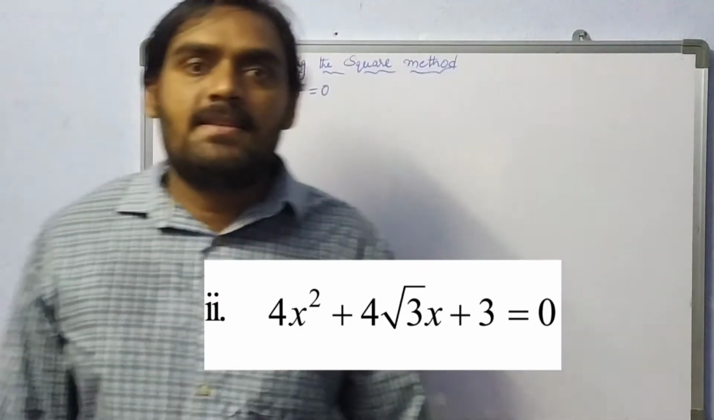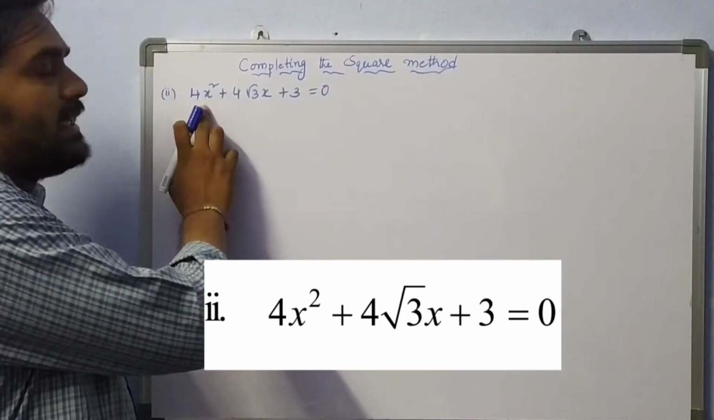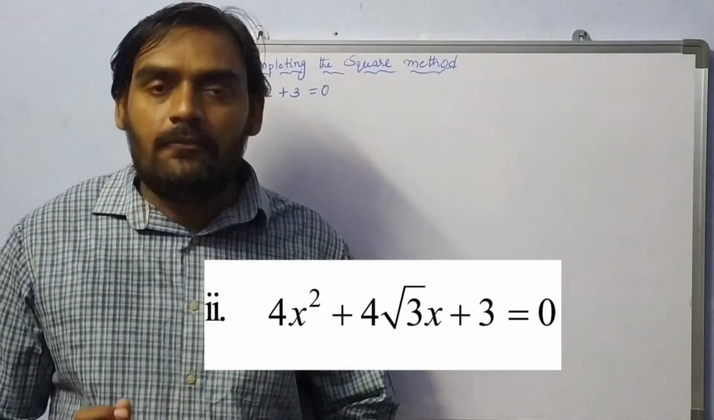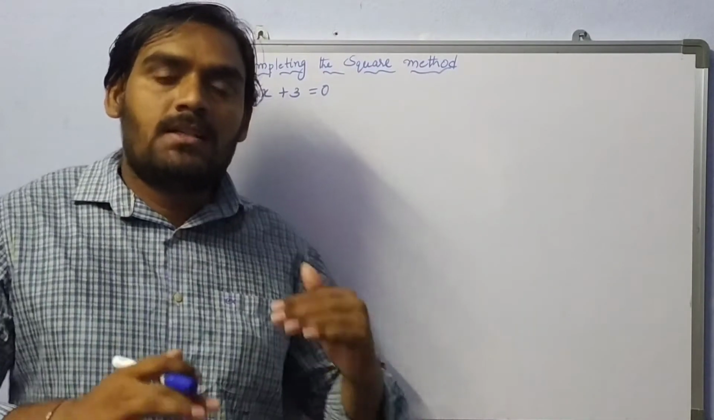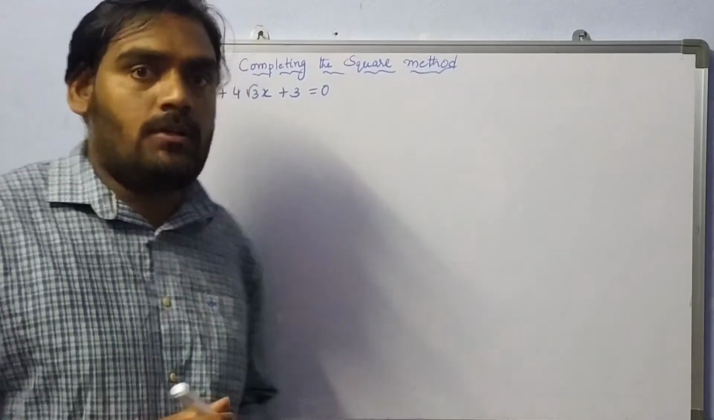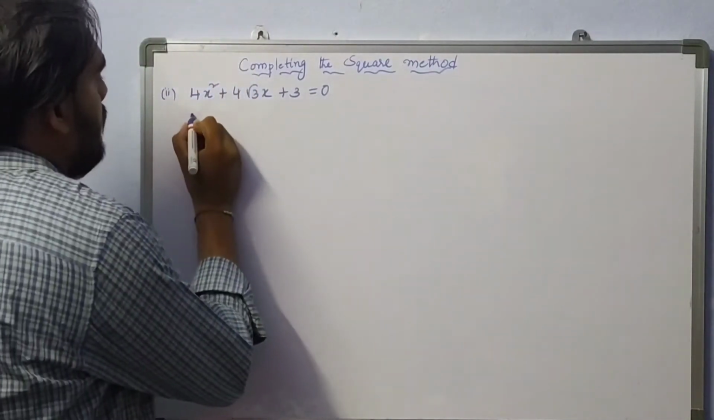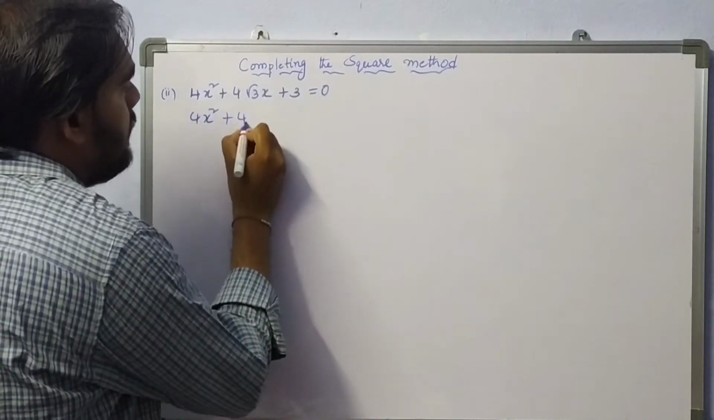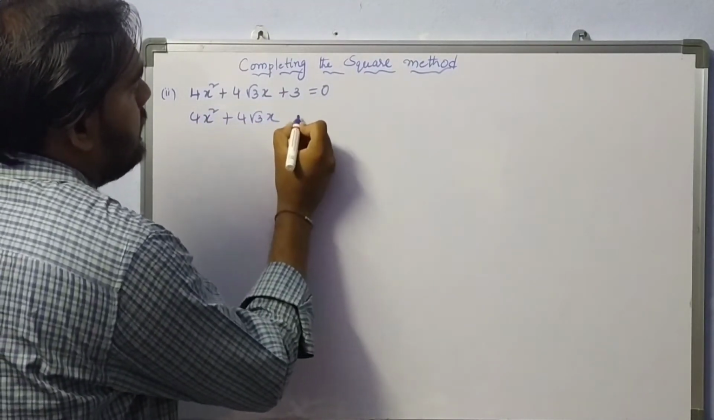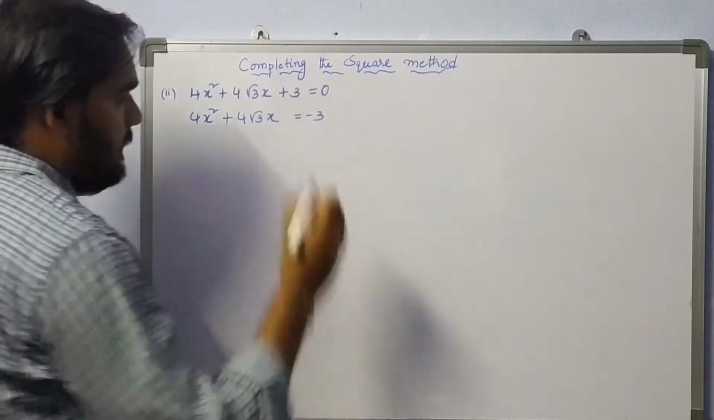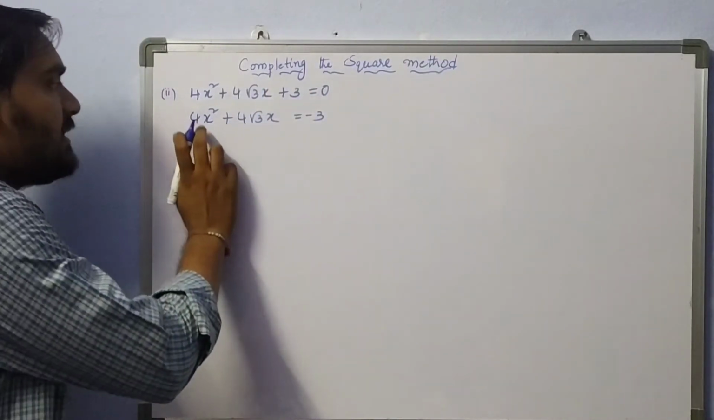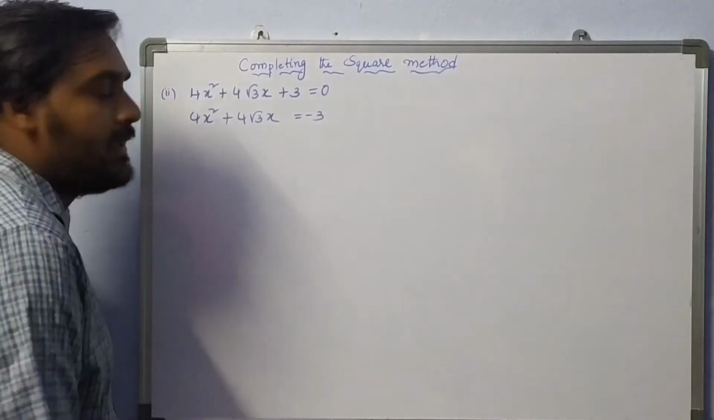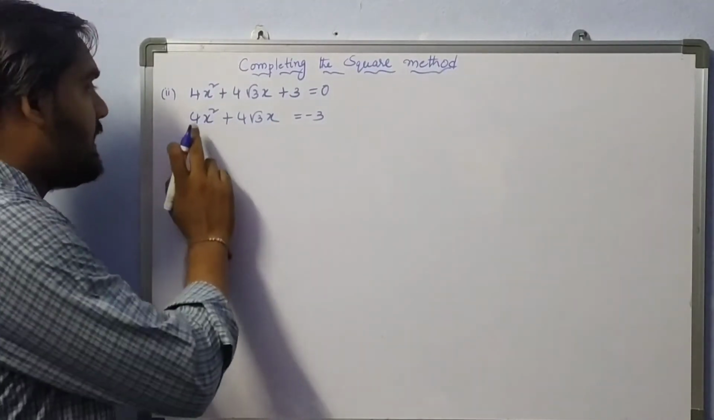Okay. In that, second problem is 4x square plus 4 root 3x plus 3 is equal to 0. First thing we need to do, constant term we need to send after is equal to. When you send constant term after is equal to, it will become 4 root 3x is equal to minus 3. After that, what is the coefficient of x square here? 4. Divide both sides by the coefficient of x square, that is 4.